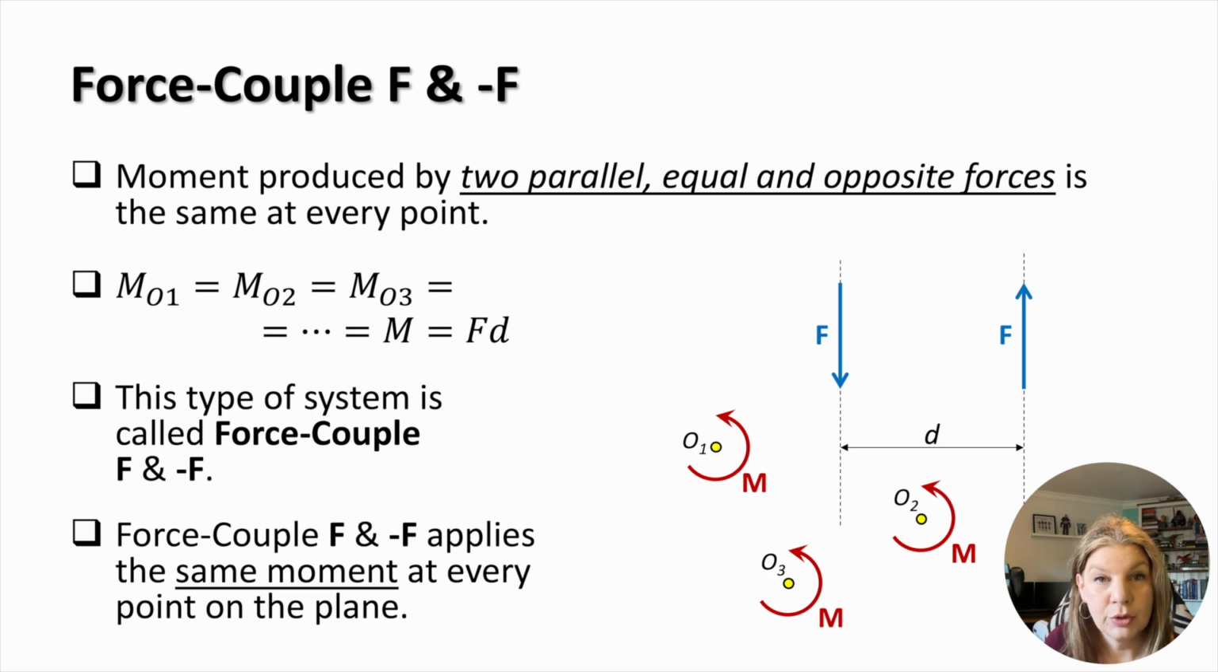Since points O1 and O2 were selected at random, we can conclude that the moment produced by a system of two parallel, equal and opposite forces is the same at every point on the plane and equals the magnitude of the force times the distance between the two forces. This type of system is called a force couple, or a coupled force. A force couple is characterized by the fact that it applies the same moment at every point on the plane. This is a very important system of forces in structural design. Throughout the degree, you'll meet force couples in the design procedures of many different structures.